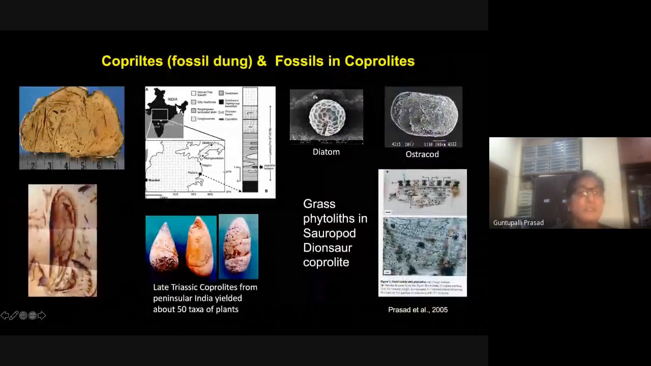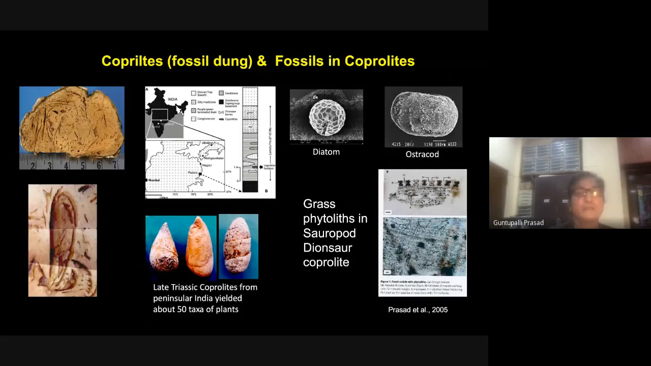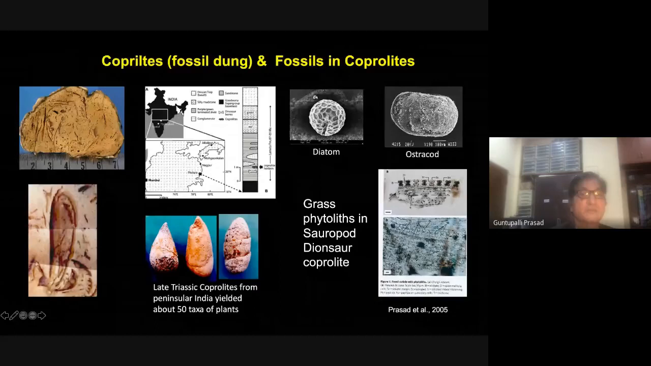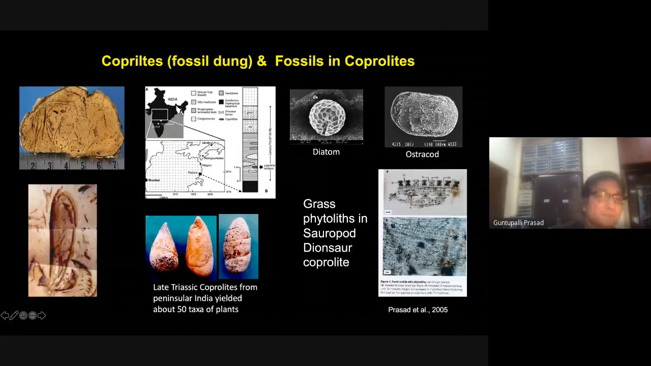Then there are coprolites. Coprolites, I think you understand, are the remains of fecal matter, the fossil dung. And normally people think, why do we study coprolites? In fact, they provide very important information about the diet of the animal. This coprolite comes from Maharashtra, and this is a dinosaur coprolite. You can see lots of plant material inside. These dark colored structures are actually plant material.